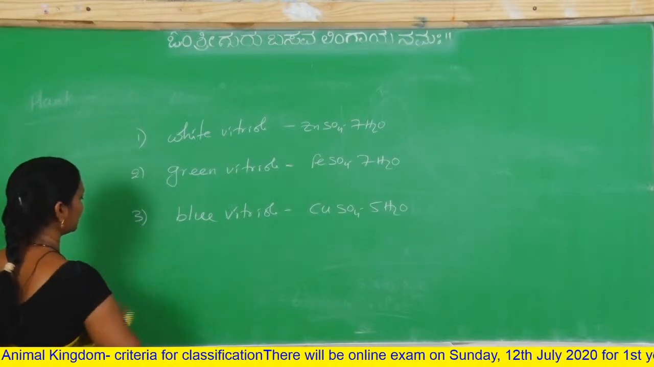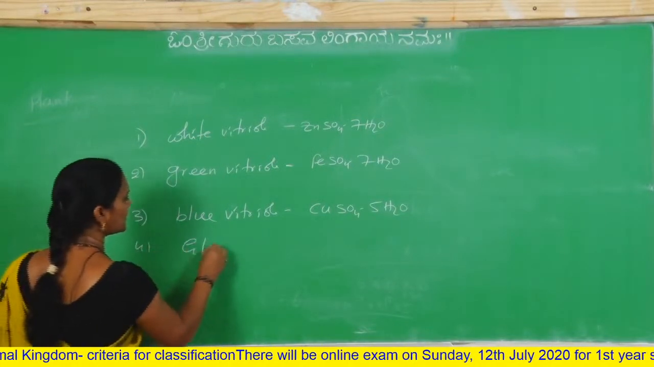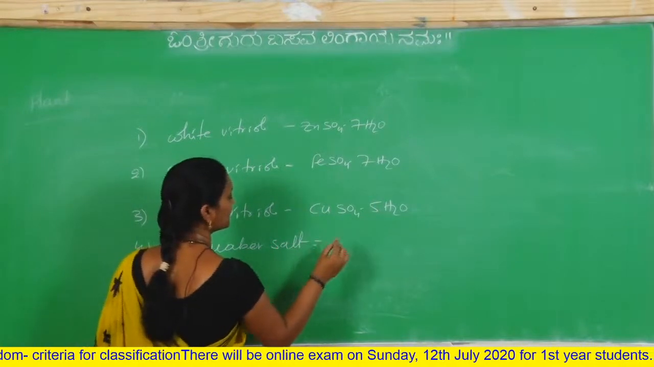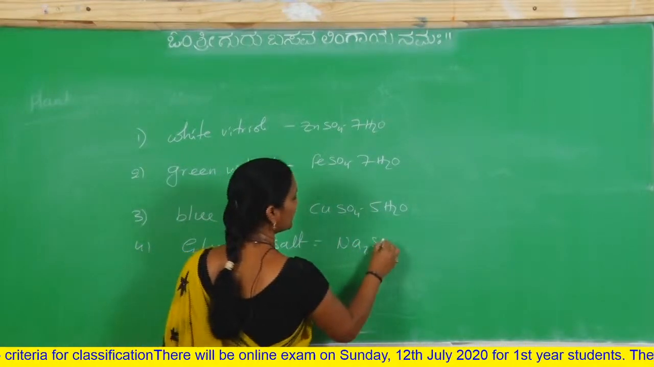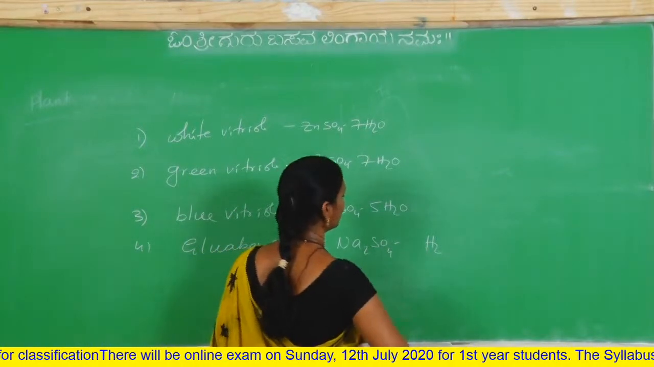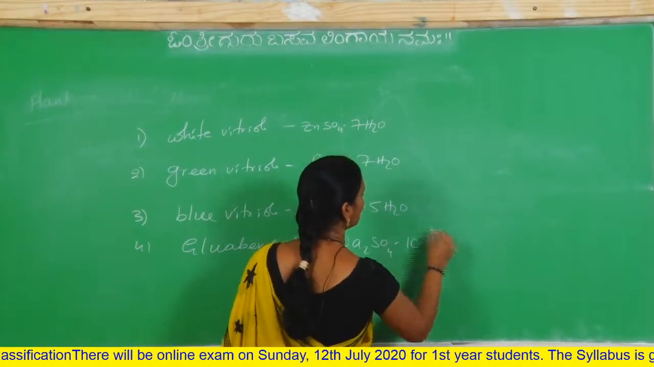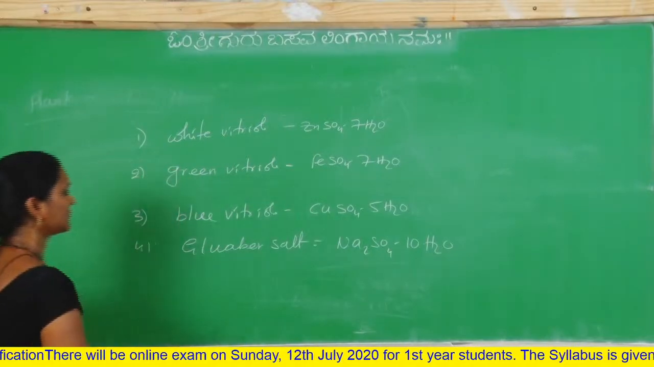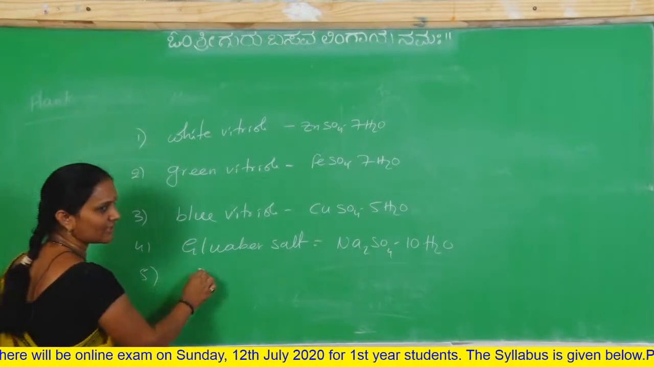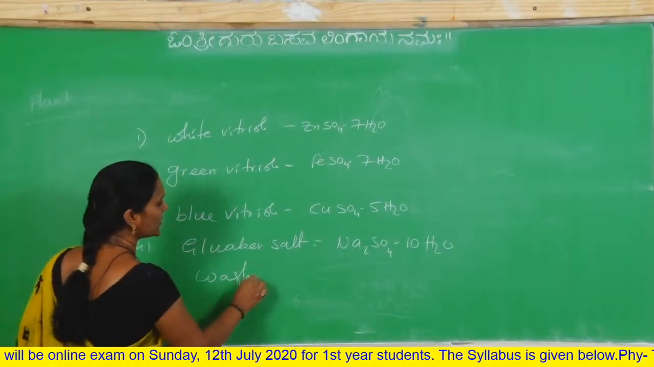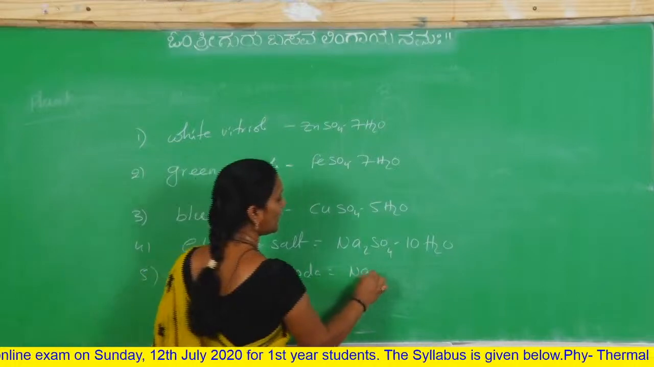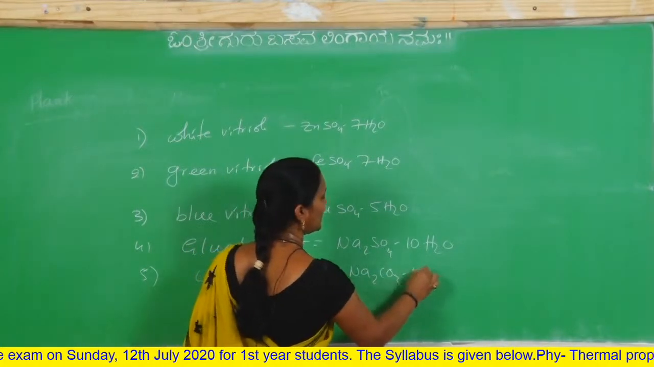Next one, Glauber's salt, Na2SO4 10H2O. Washing soda, not given, I think. Washing soda is Na2CO3 10H2O.